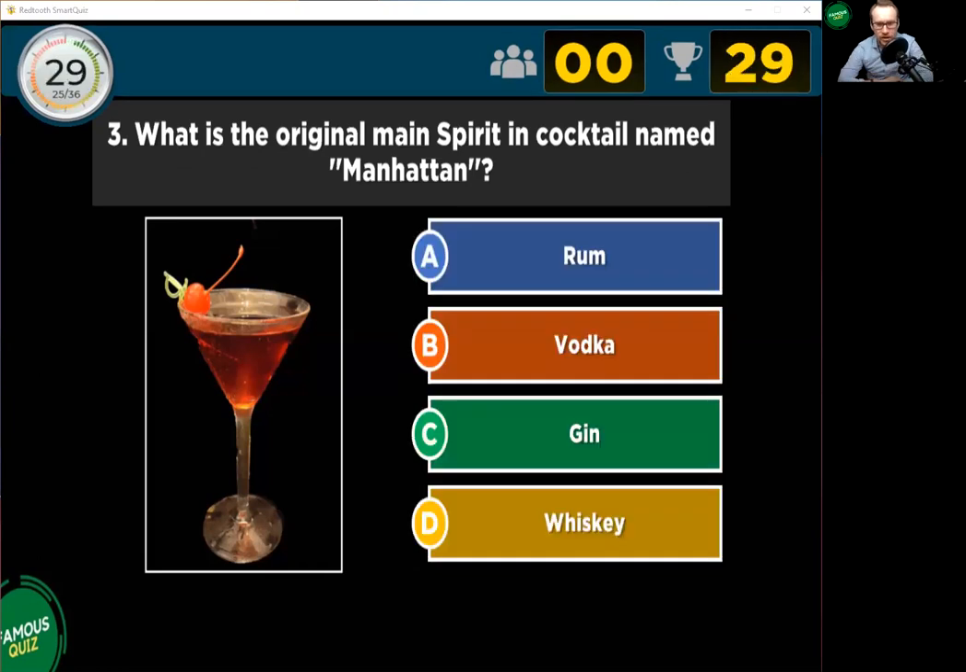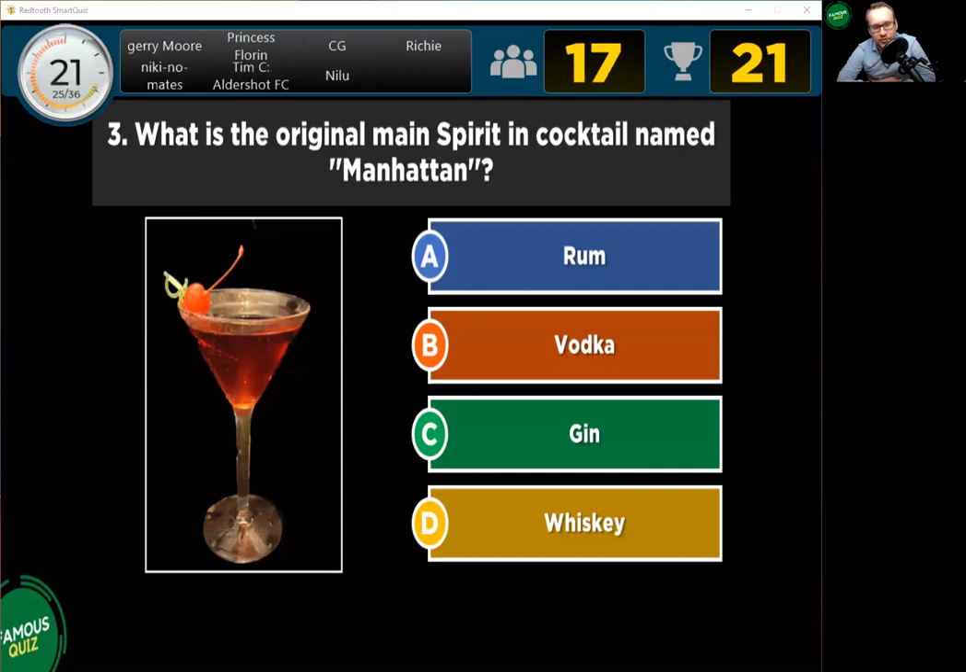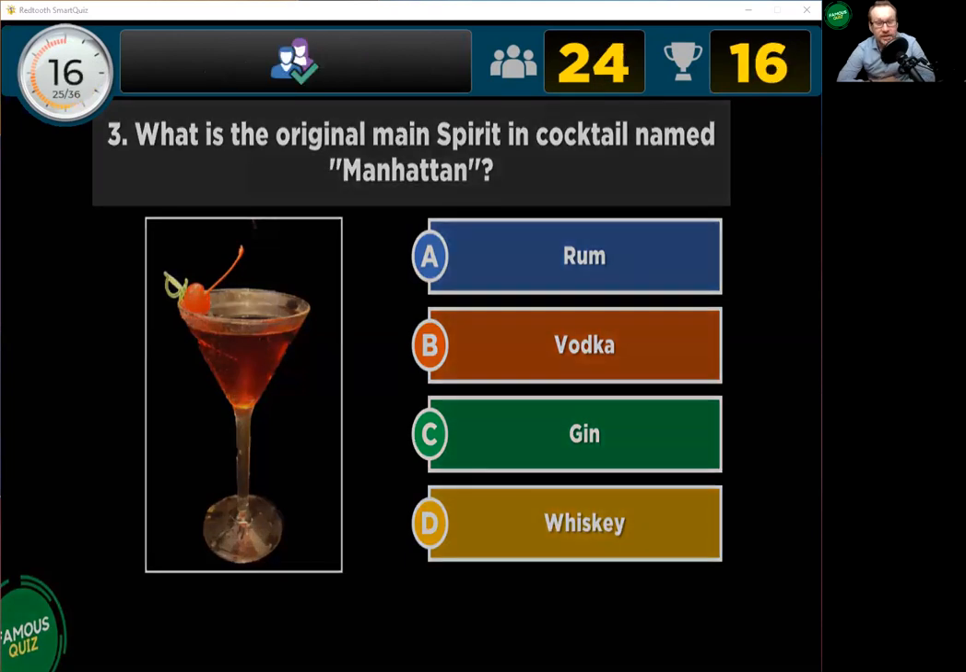Rum, vodka, gin, or whiskey? So, original main spirit in the cocktail named Manhattan. Rum, vodka, gin, or whiskey? Richie, Nikki, no mates. Okay, everyone answered within 14 seconds.